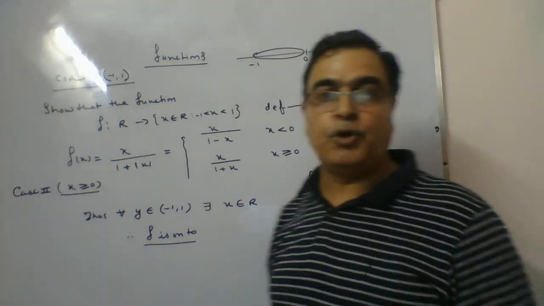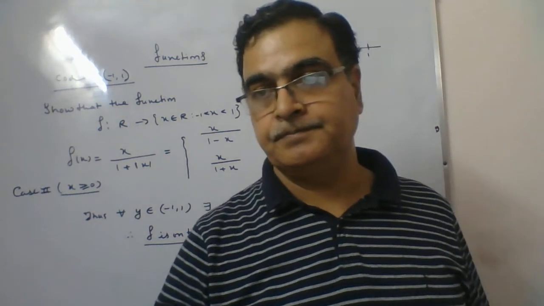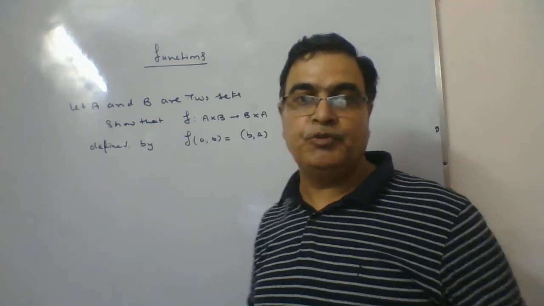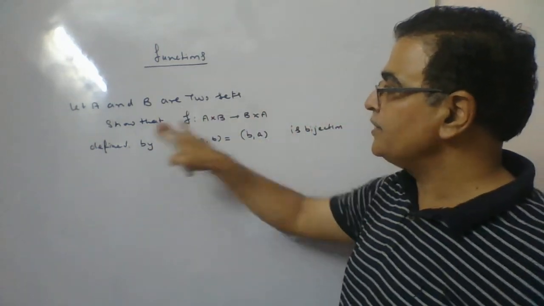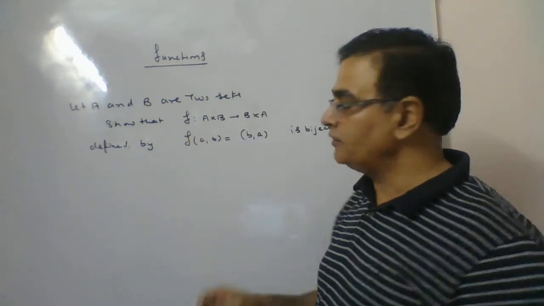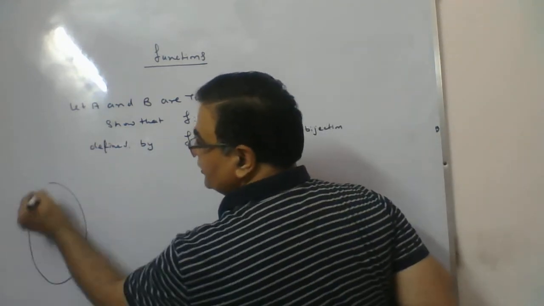So this is another important question you should remember. Yes, this is another NCERT problem we have. Let A and B be two sets. Show that the function going from A cross B to B cross A is a bijection. A cross B means a Cartesian product here.